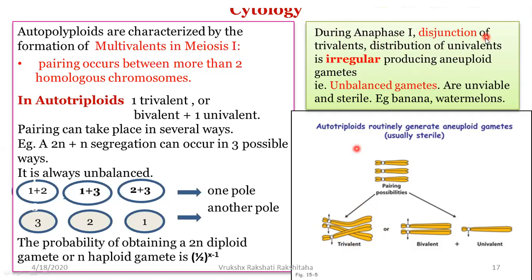So the disjunction of the trivalents and also the distribution of the univalents is irregular, and this results in the production of aneuploid gametes, also called unbalanced gametes. And such unbalanced gametes are unviable and they are sterile. For example, in banana and watermelons.